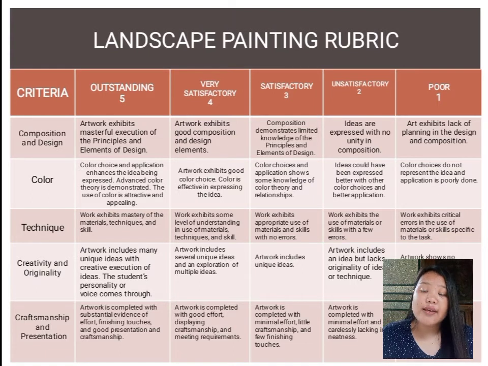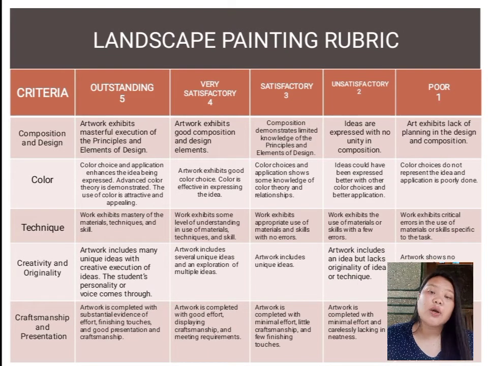The next one is satisfactory or 3. Color choices and application show some knowledge of color theory and relationship. The next is unsatisfactory or 2. Ideas could have been expressed better with other color choices and better application. The last one is poor or 1. Color choices do not represent the idea and application is poorly done. So, in other words, the color doesn't match in that art.